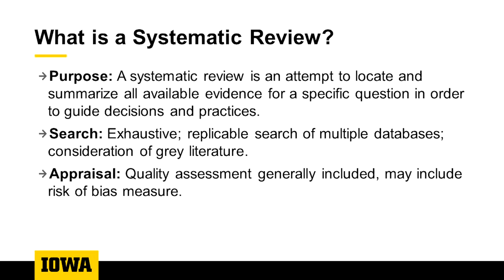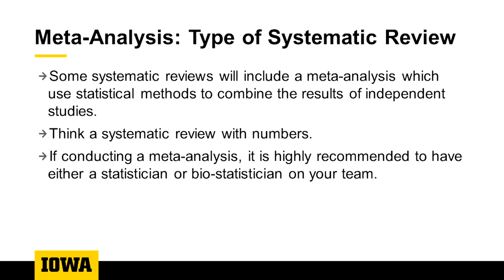For the appraisal of a systematic review, quality assessment is generally included, but it may also include the risk of bias measure. A meta-analysis is a type of systematic review. Think of it as a systematic review with numbers. Some systematic reviews will include a meta-analysis, which uses statistical methods to combine the results of independent studies. If you decide to conduct a meta-analysis, it's highly recommended that you have either a statistician or biostatistician on your team, depending on your particular topic.